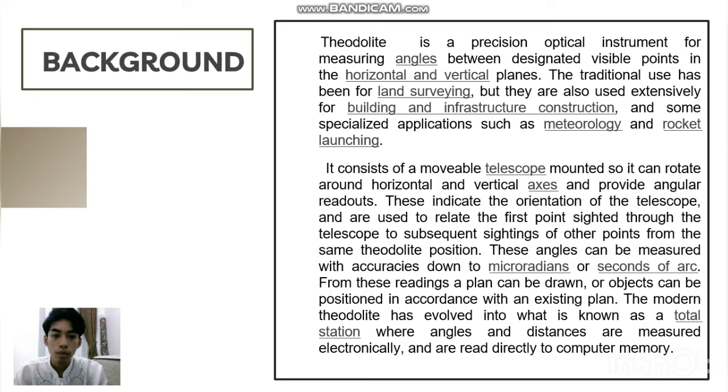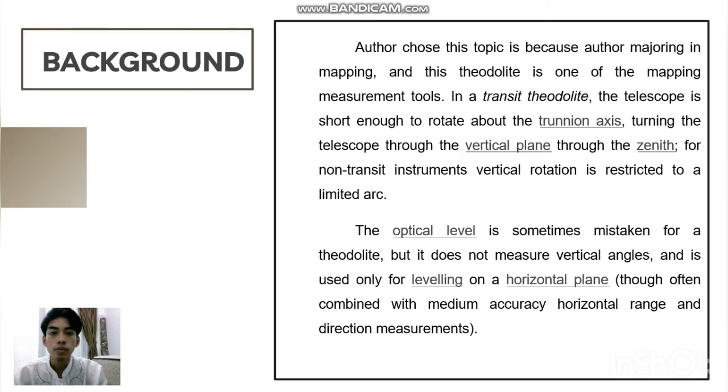This angle can be measured with accuracy down to microradians or seconds of arc. From these readings, a plan can be drawn or an object can be positioned in accordance with an existing plan. The modern theodolite has evolved into what is known as a total station, where angles and distances are measured electronically and are read directly through computer memory. The author chose this topic because the author is majoring in mapping, and this title is one of the mapping measurement tools.